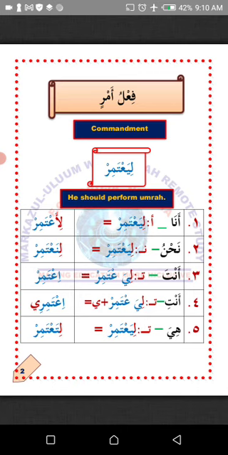Number five, hiya, she. So how do we change the verb liya'tamir to suit hiya? All you need to do is to detach ya'un and attach ta'un. So the verb liya'tamir will now become lita'tamir, which means she should perform umrah. Remember, we use ya'un to talk about a single male person and ta'un to talk about a single female person. Talking about them does not mean talking to them directly. La'alaka fahimt? I hope you understand.